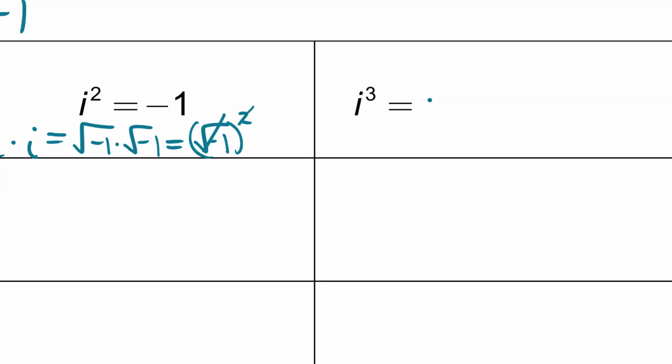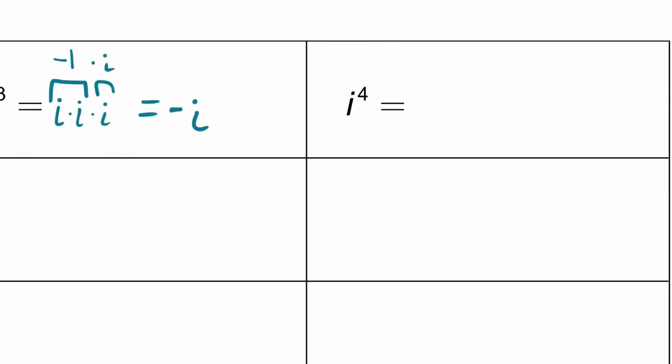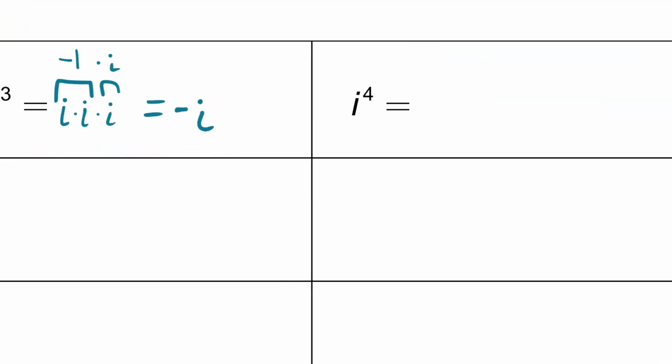i cubed is the same thing as i times i times i. This right here, i squared, we know it's the same thing as -1. So I'm taking -1 times i, so that's just going to be -i. We went over this yesterday, but just a nice little review. Well, we're not through the pattern. It's kind of like hopscotch if you've only gone one block. You don't see the pattern yet because we haven't done it yet.